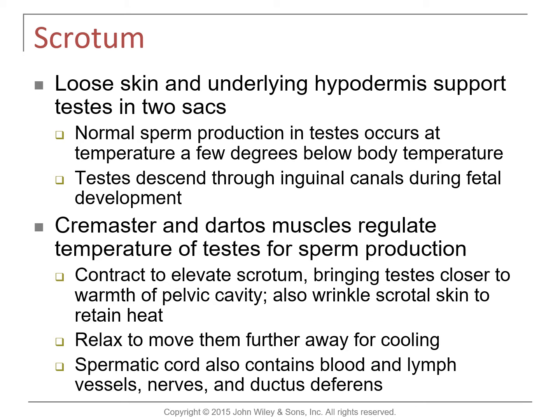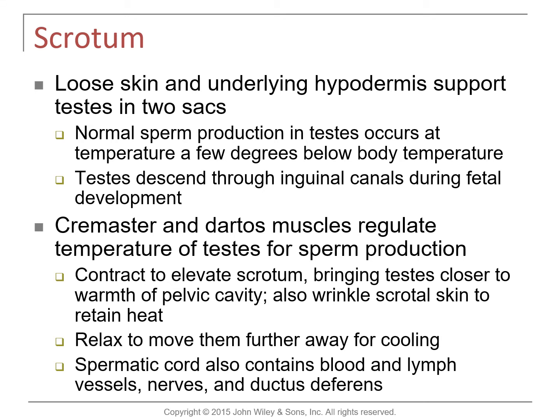Deep to the skin of the scrotum, there are two layers of muscle, the cremaster and the dartos muscles. Together, they work to regulate the temperature of the testes for spermatogenesis. So one contracts to elevate the scrotum and bring the testes closer when it's cold outside, or that muscle will relax to move the testes further away for cooling. Another layer wrinkles the scrotal skin to retain heat when it's cold, or again, relaxes to dissipate heat when the body is warmer. So they work together to again maintain the optimal temperature of the testes for spermatogenesis.